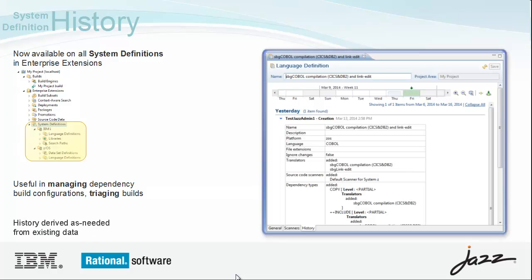One thing to note is that this history data is derived from information we already have. There's nothing to enable or to configure. We have the data and we're now making it available to you in the client.